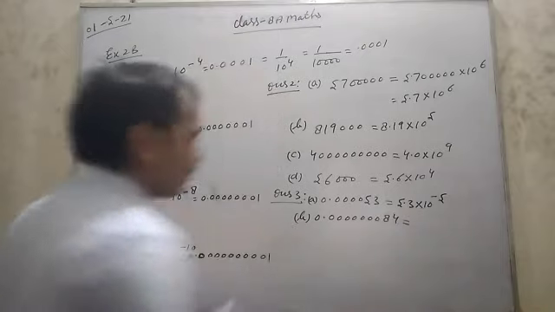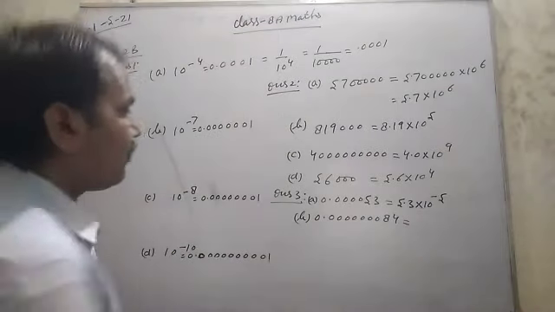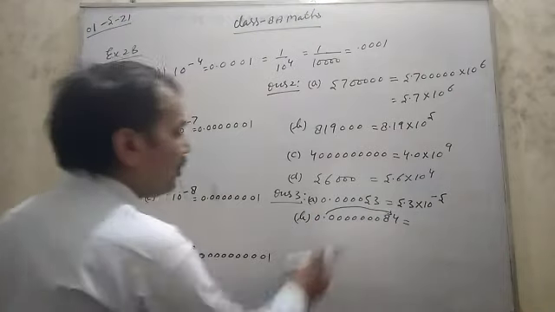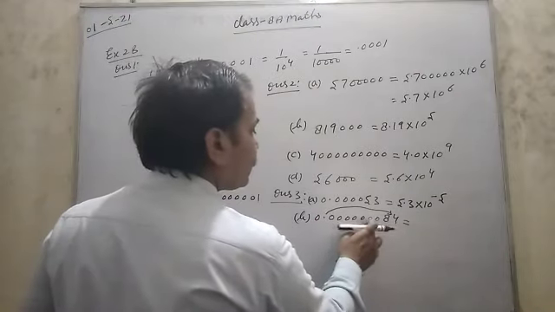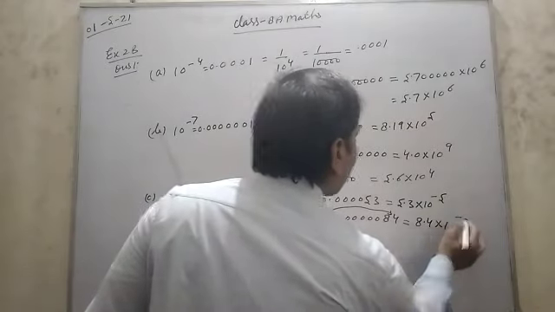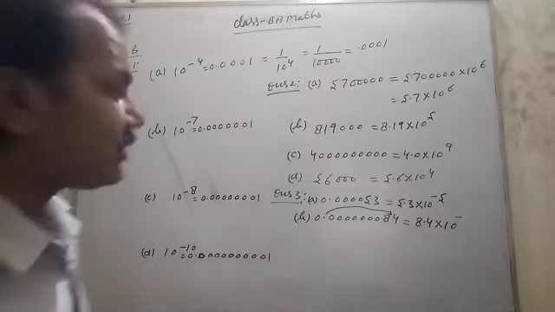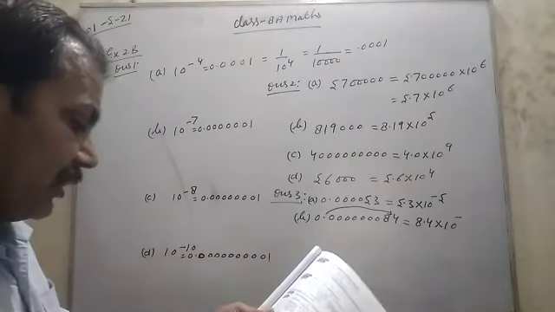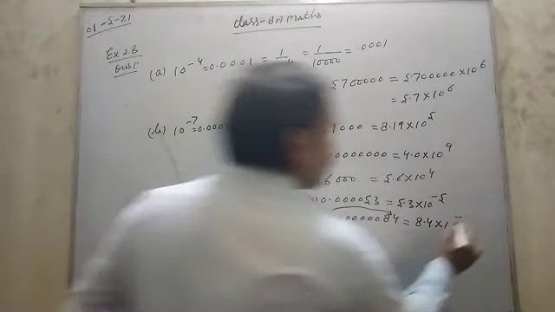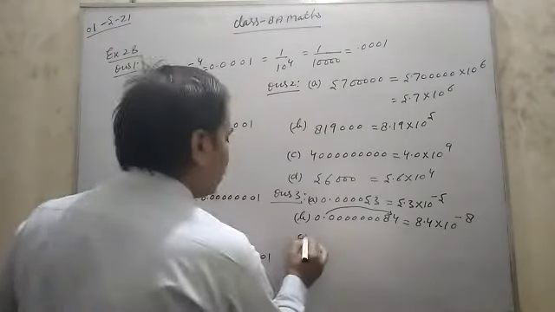Okay. So here the point will shift to the right-hand side. 1, 2, 3, 4, 5, 6, 7, 8. So 8.4 into 10 to the power minus. How many digits are shifting to the right-hand side? So 8 digits. So 10 to the power minus 8.